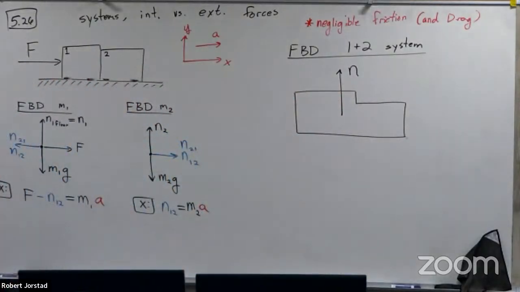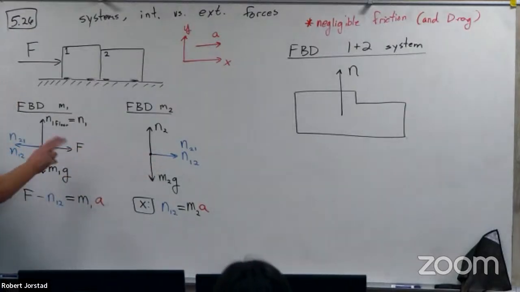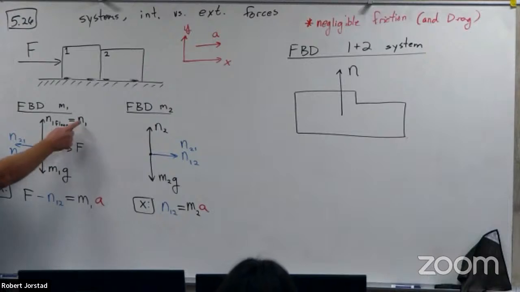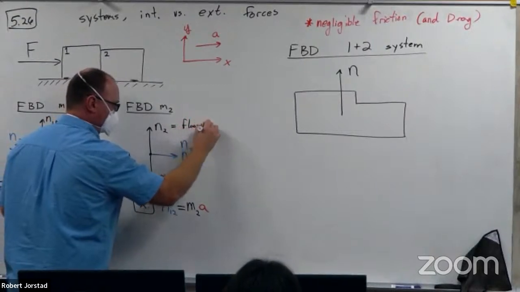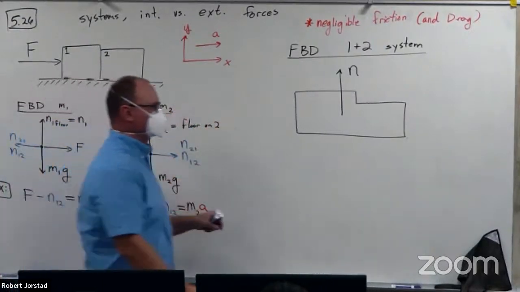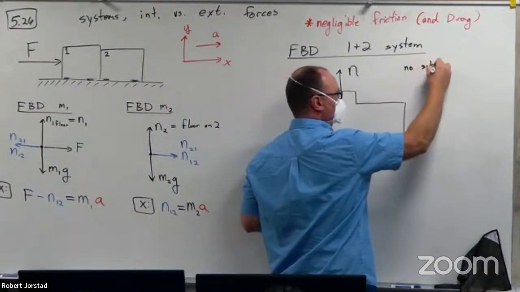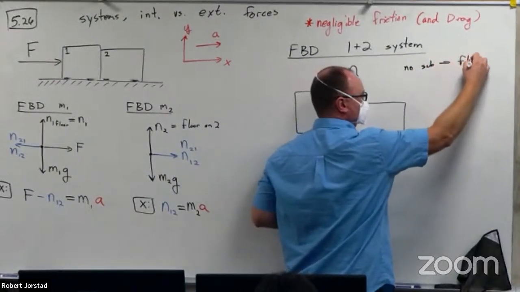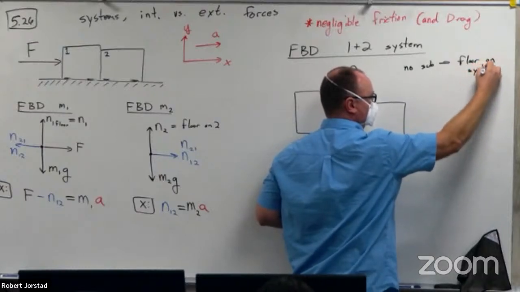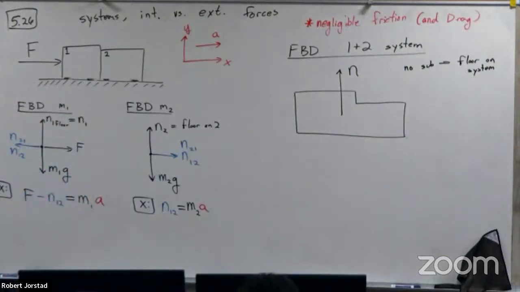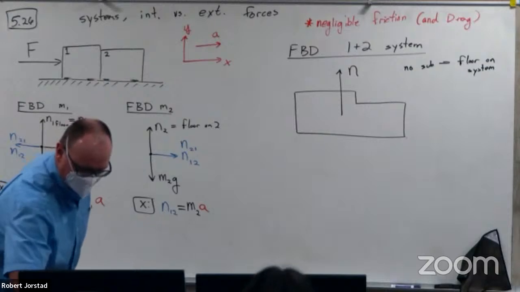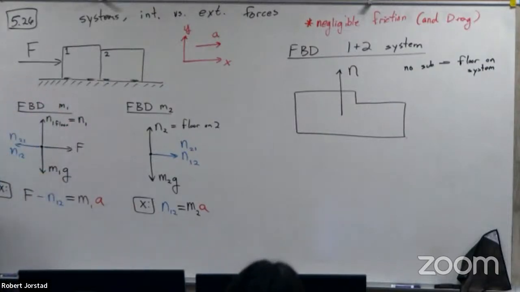So I know this is tough because there's lots of different subscripts, but summarizing, 1-2 or 2-1, that's between blocks 1 and 2. Subscript 1, that's from the floor on 1. And 2 would be floor on 2. And here, no subscript, floor on system. Okay, and I apologize that it's complicated, but that's my system in the solutions, and I hope that helps you understand the way I write the solutions. Any questions about that?